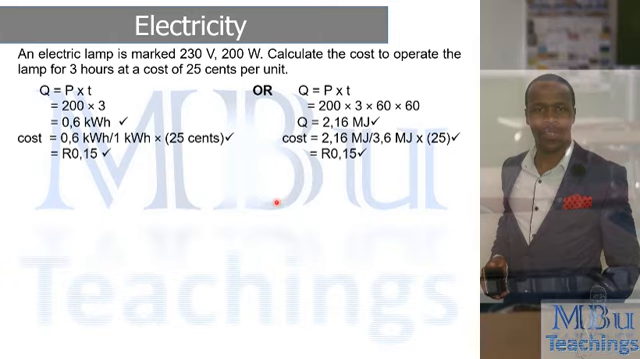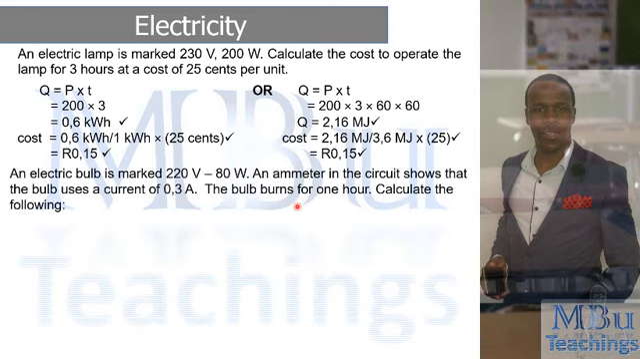Okay, let's move. Maybe it's my final example, I'm not sure. Let's move to another example. We are told that an electric bulb is marked 220 volts. Oh no, it's not the last example. There is another one. I think two more are coming.